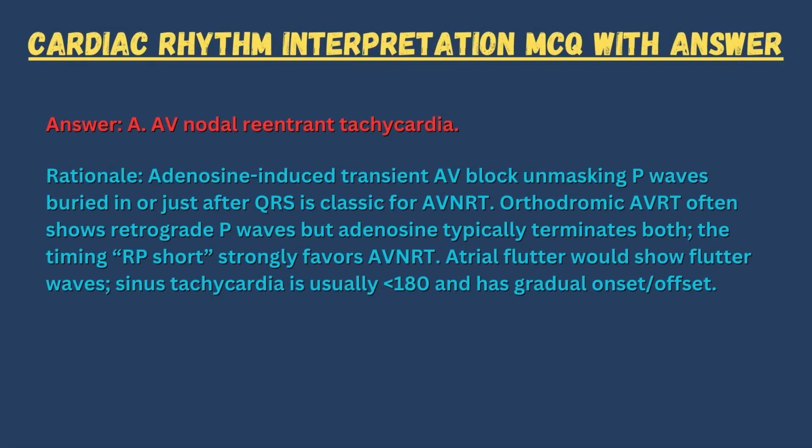Answer: A. AV nodal reentrant tachycardia. Rationale: adenosine-induced transient AV block unmasking P waves buried in or just after the QRS is classic for AVNRT. Orthodromic AVRT often shows retrograde P waves, but adenosine typically terminates both. The short RP timing strongly favors AVNRT. Atrial flutter would show flutter waves. Sinus tachycardia is usually less than 180 and has gradual onset and offset.